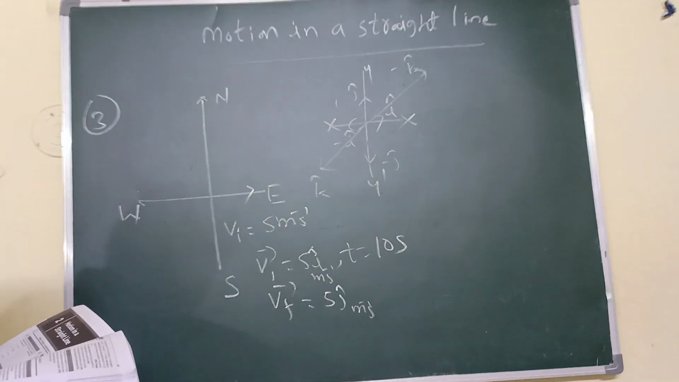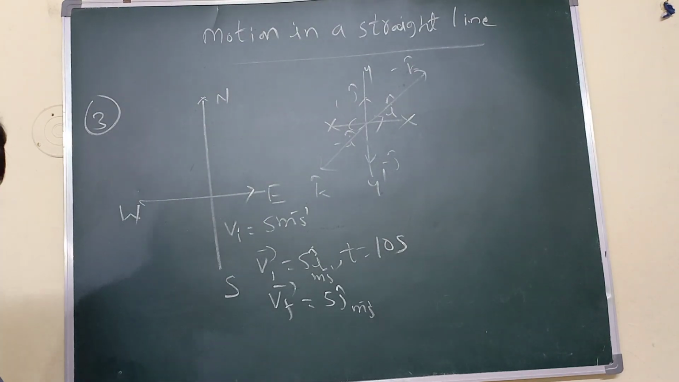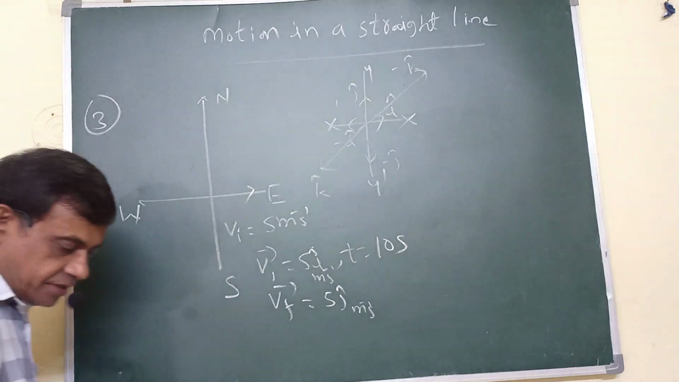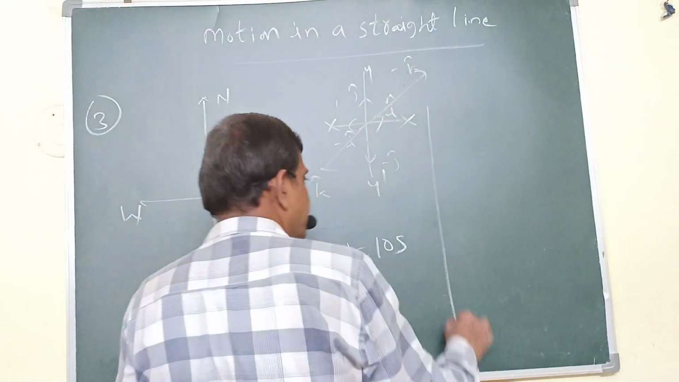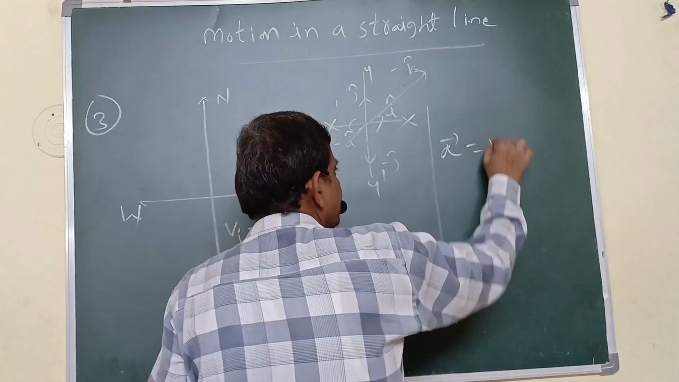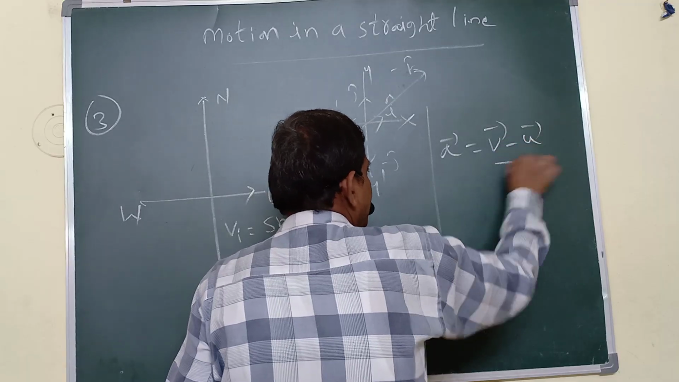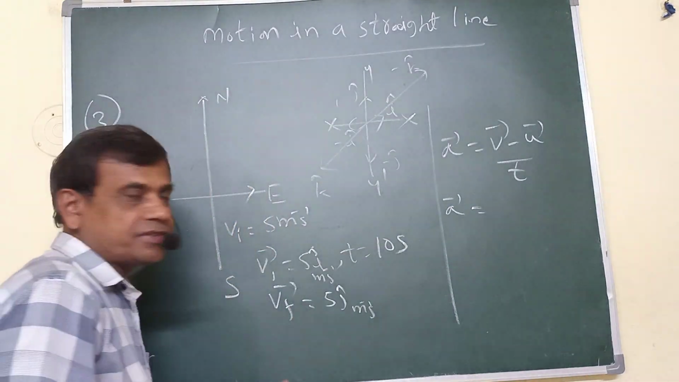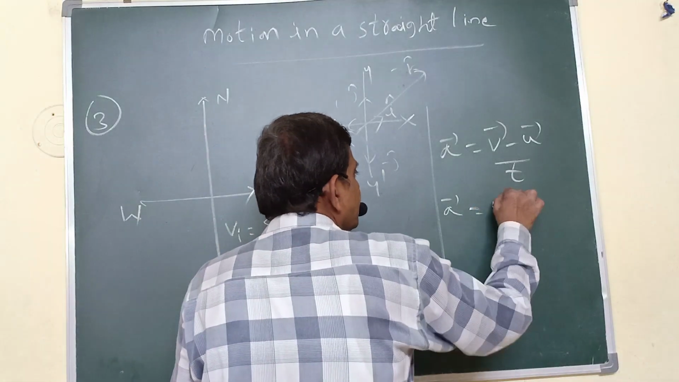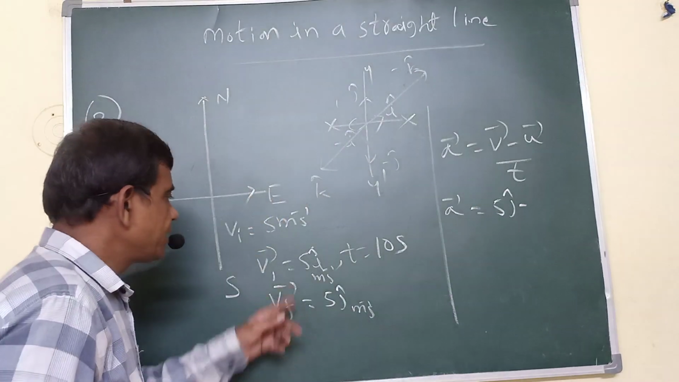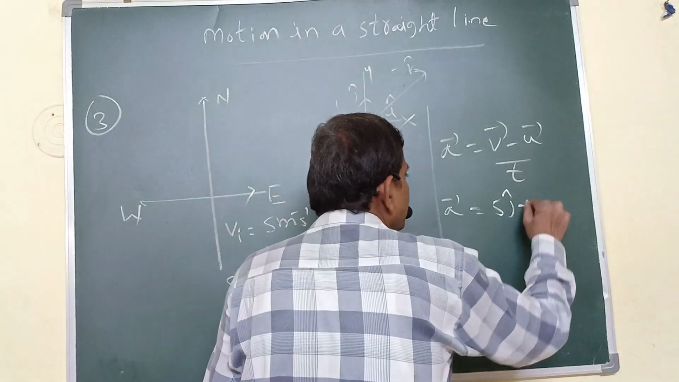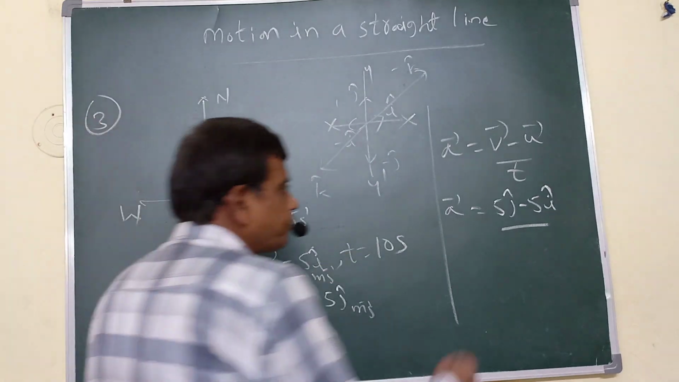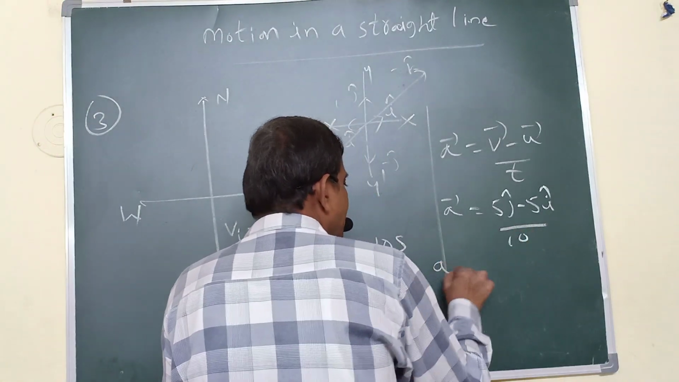Now what are we finding? Acceleration. Now what is the formula for acceleration? Acceleration equals v minus u by t. So what is v? Final velocity. Here what is the final velocity? 5j, minus initial velocity. What is the initial velocity? 5i, by time. How much time here? 10 seconds.